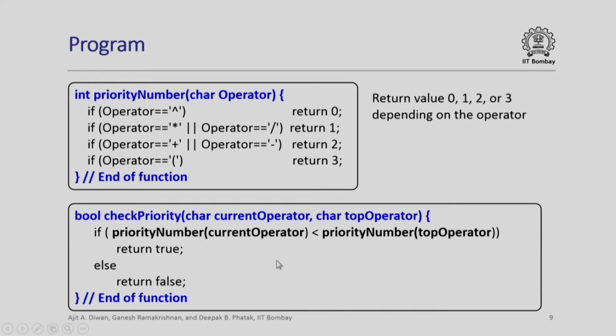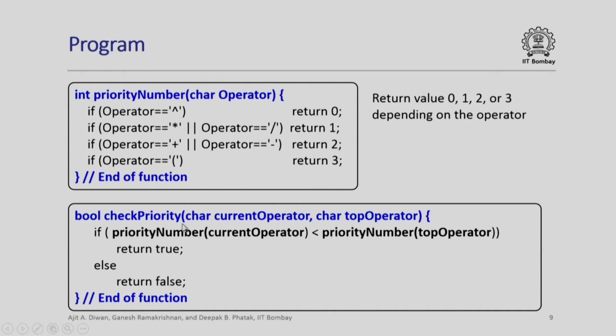Next, let us look at the assignment of priority numbers. These are numbers which I mentioned to be indicating the priority of various operators. This will return values 0, 1, 2 or 3 depending upon the operator. So, see the simple implementation. We look at every char, which is the character in the string identified as the operator. If the operator is this, it will return 0. If the operator is star or slash, it will return 1. If it is plus or minus, it will return 2, and if the operator is an opening parenthesis, then it will return 3. This is the end of the function.